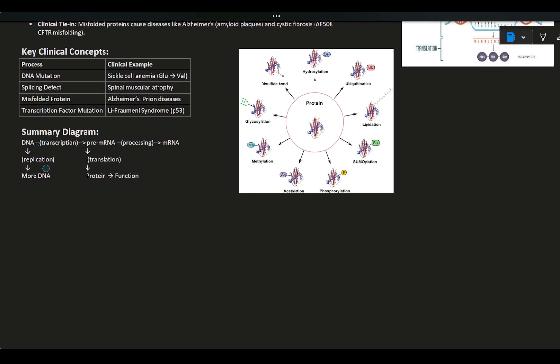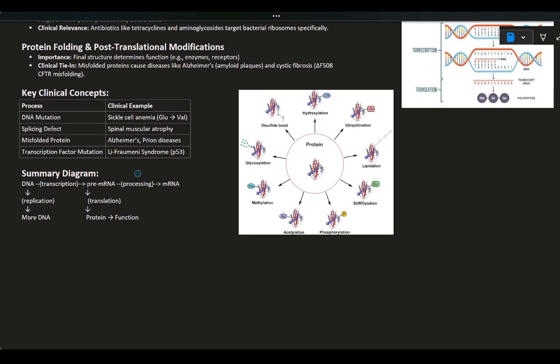So in summary, here is a nice simplified diagram describing the central dogma. You have DNA that can be replicated to form more DNA. Alternatively, DNA can be transcribed to produce your pre-mRNA product. And then the pre-mRNA can be processed into your mature mRNA, which has only exons, and all the introns have been spliced. And then your mature mRNA can be translated into your protein product, whereby the protein can then carry out its function.